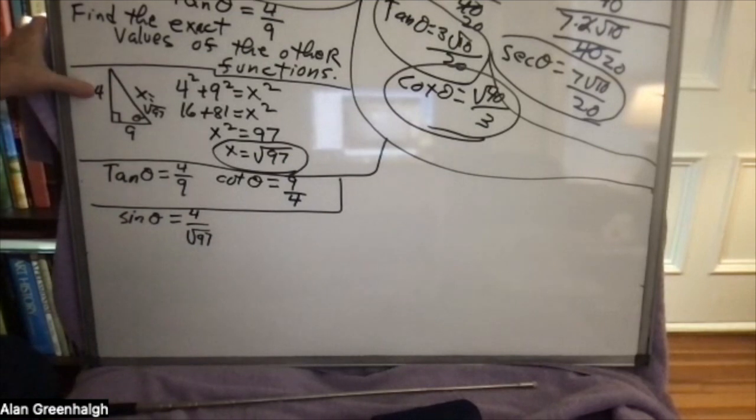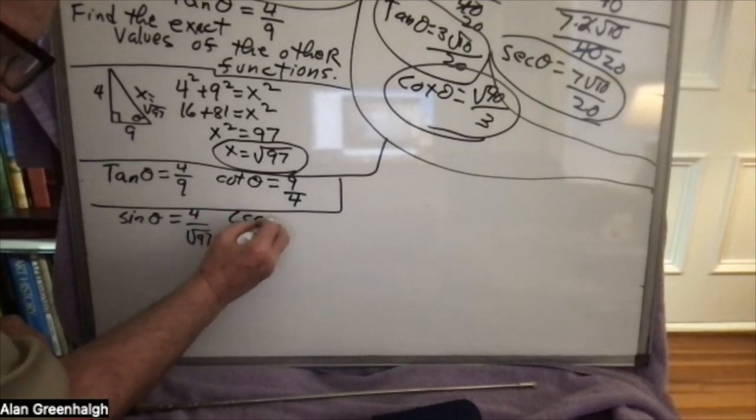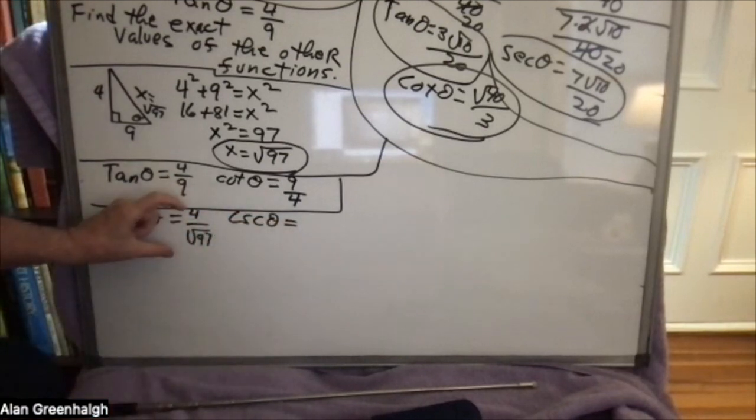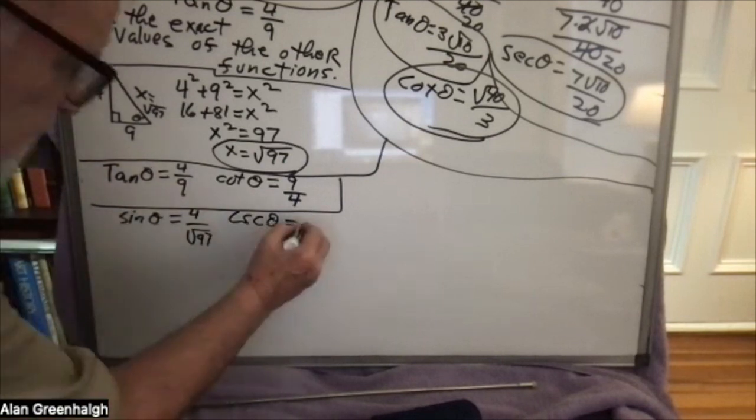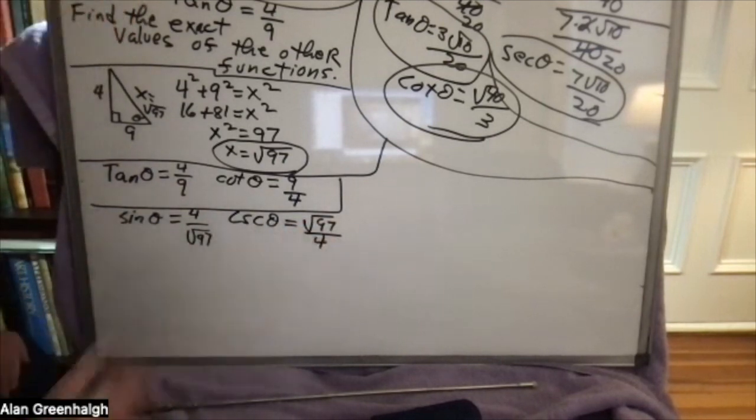Good. If we know sine, we also know cosecant. That's going to be the reciprocal, the square root of 97 over 4. Oh, what didn't I do? What didn't I do that I need to do?